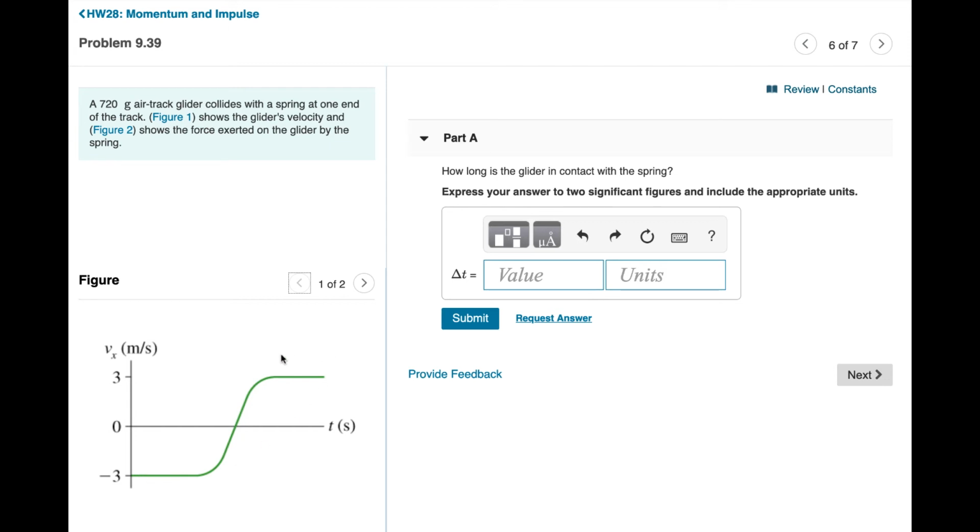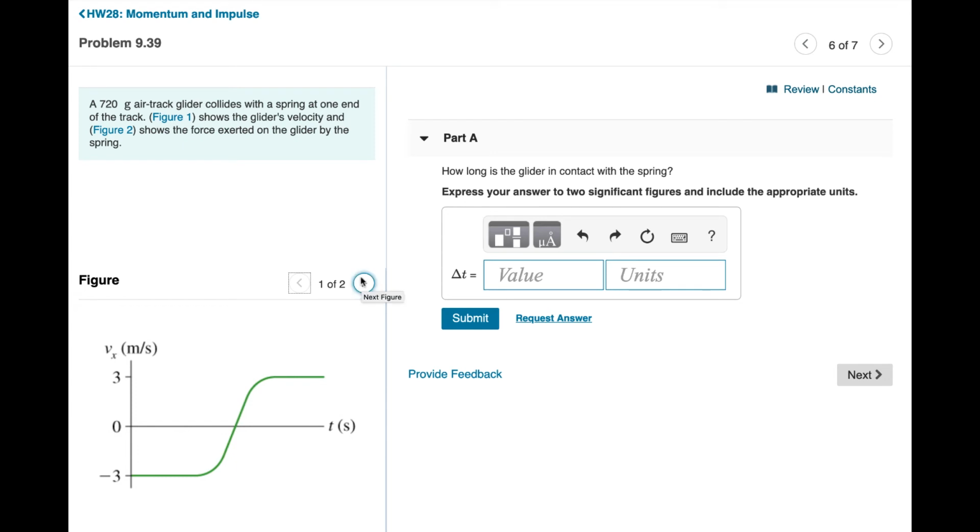So I can calculate the change in momentum as the final momentum minus the initial momentum, but the initial momentum is negative. So I end up adding those momenta together in my algebra. And now I've computed the impulse, the delta P.